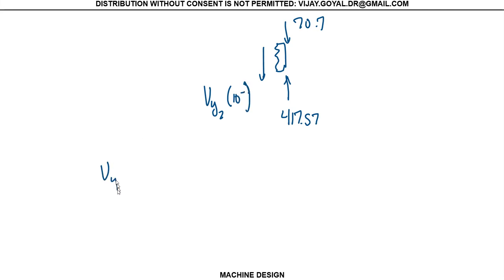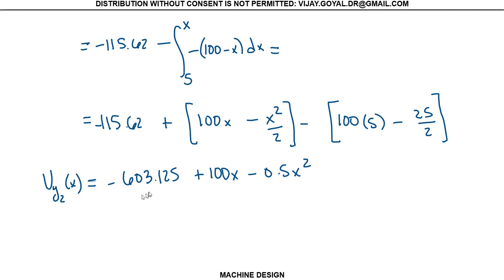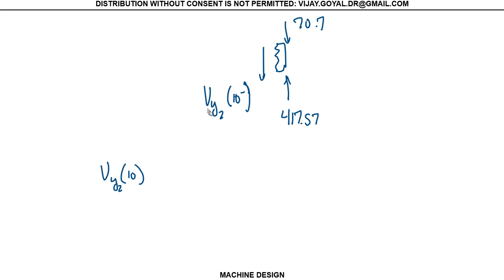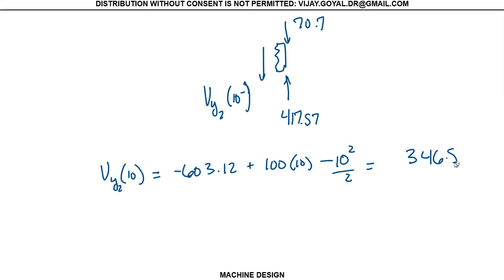So if I evaluate Vy2 at 10, I am taking this number and replacing x with 10. What you can see is that you would get minus 603.12 plus 100 times 10 minus 10 squared divided by 2, and that would give me 346.85.